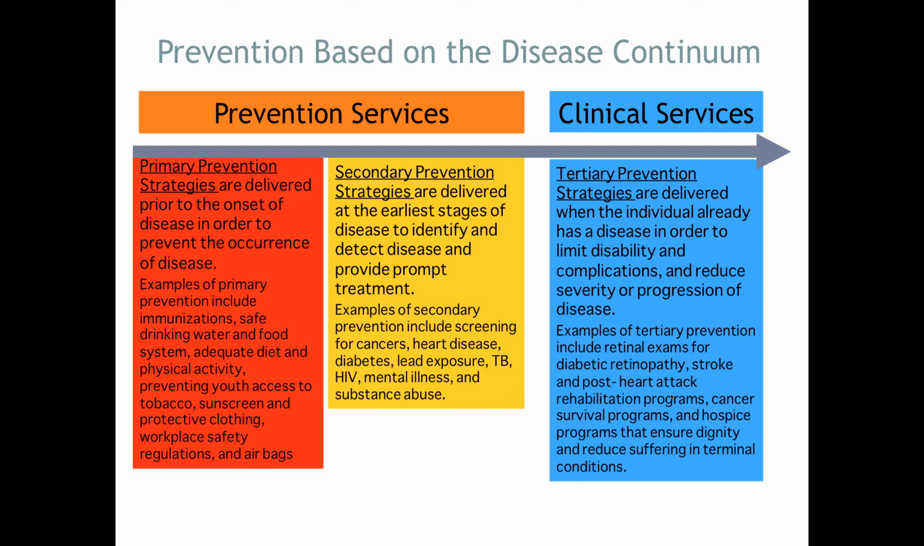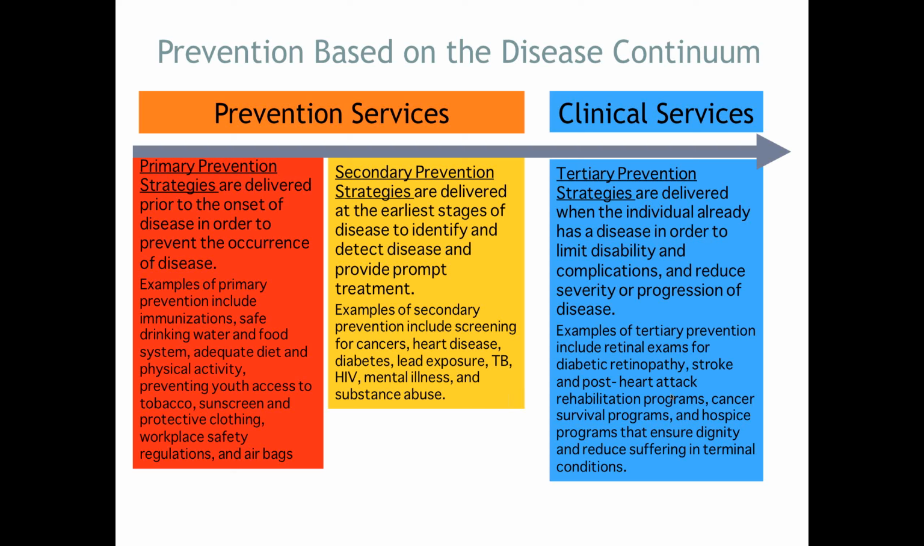Other examples include safe drinking water, monitoring the food system to make sure that food is safe, adequate diet and physical activity, preventing youth access to tobacco, sunscreen, protective clothing, workplace safety regulations, airbags. Those are all examples of strategies that prevent the occurrence of disease or injury.